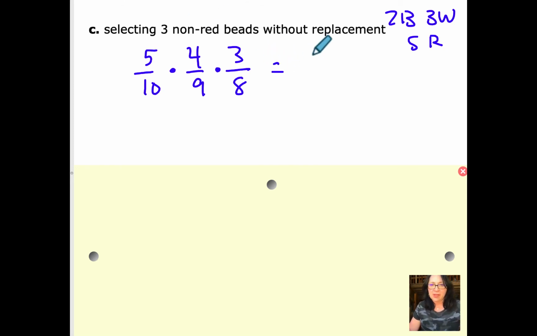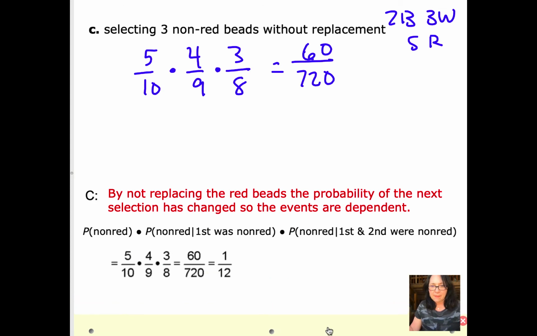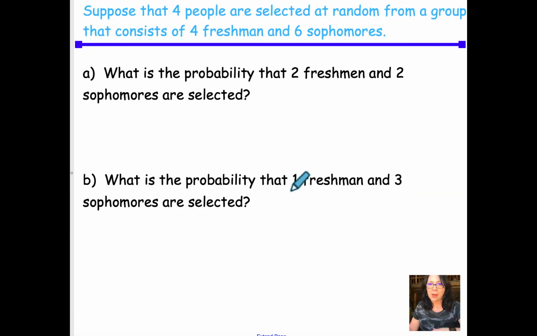So I don't know what that is, 60 over 720. So reduce that. And then let's see, what does this say? Pretty much the same thing. Non-red, the first one was non-red. Yeah. And you just go 1 down each time.